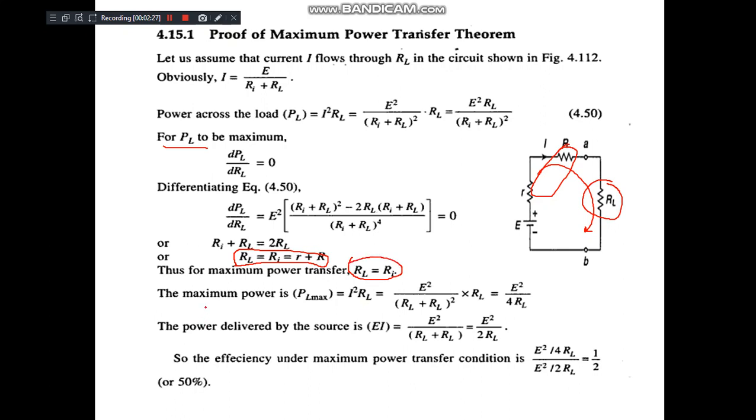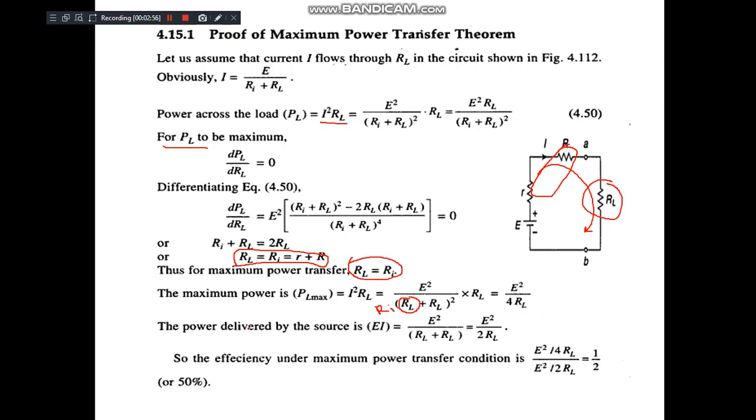Substitute Ri equal to RL in this equation. So here this is the current value into the RL value. In place of Ri, substitute RL, so Ri plus RL becomes 2RL. So finally it is E square by 4RL.